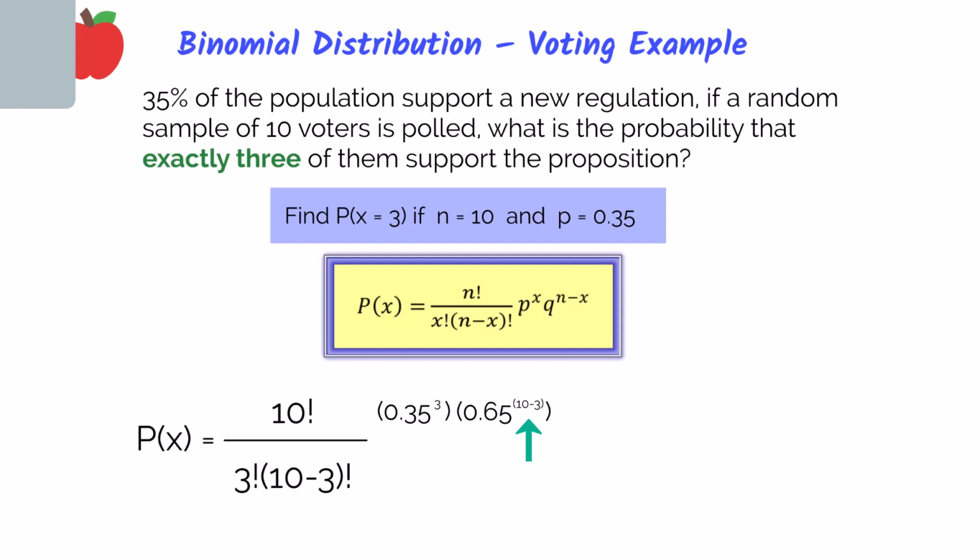So now that we have all of our numbers plugged into the formula, we're going to use our calculator to solve for this. But we really need to break it down into parts because getting the correct order in your calculator can be tricky. So we'll start with the right and the exponents first. So we'll take 0.35 to the power of 3, and we get 0.0429. Then we'll take 0.65 to the power of 10 minus 3, or 7, and we get 0.049.